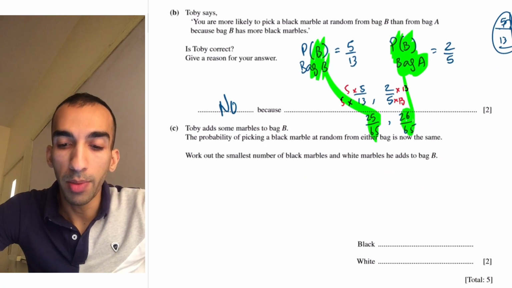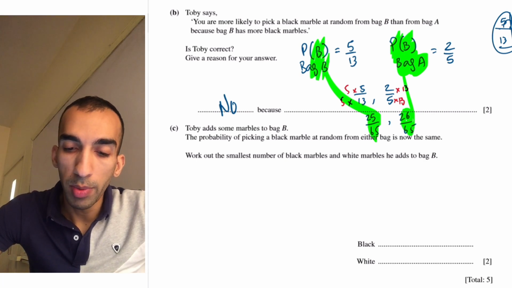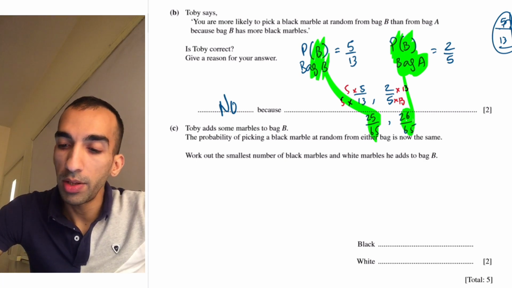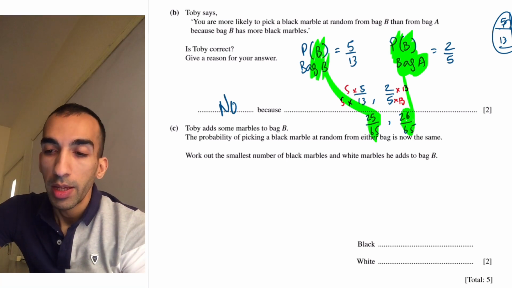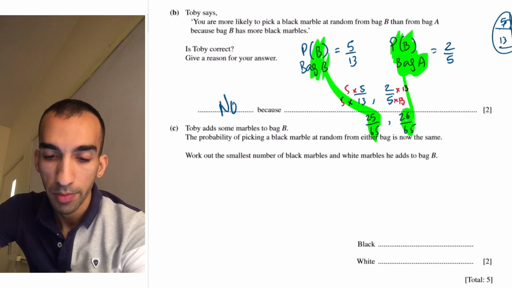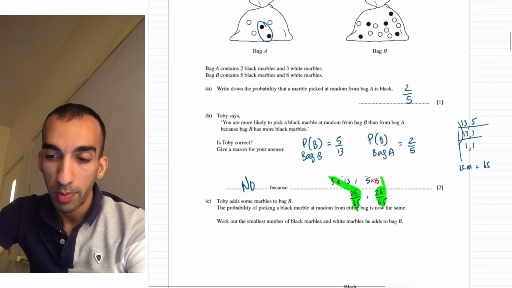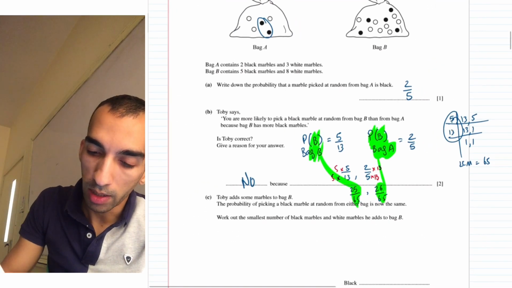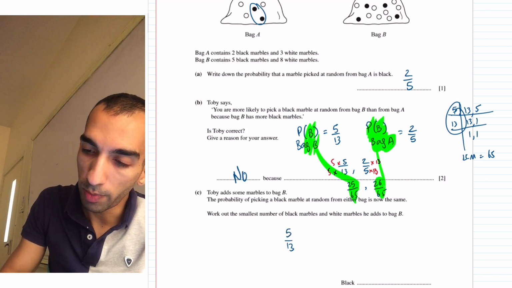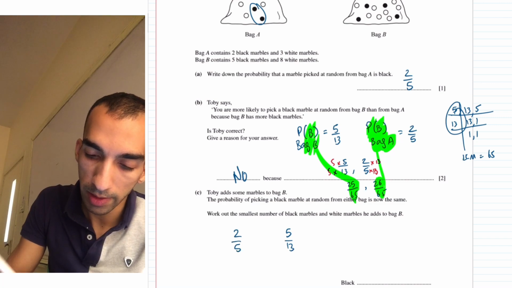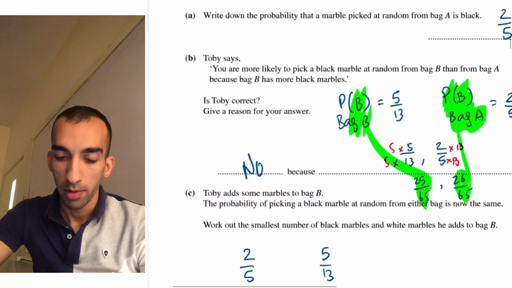Toby adds some marbles to bag B. The probability of picking a black marble at random from either bag is now the same. So he's adding some number of marbles, just to bag B. He's adding some marbles to bag B. Now the probability of bag B was 5 by 13. The probability of bag A was 2 by 5. To work out the smallest number of black marbles and white marbles he adds to bag B.